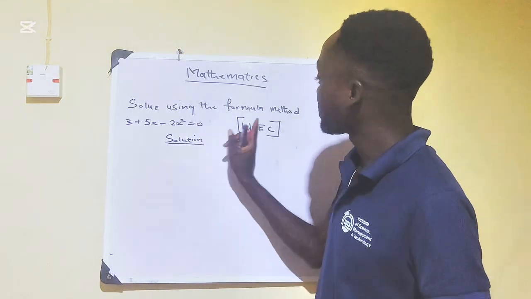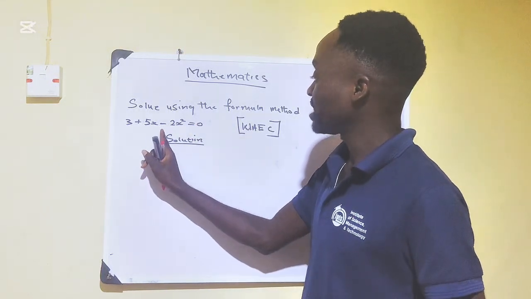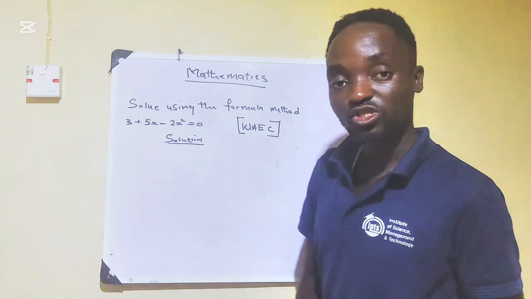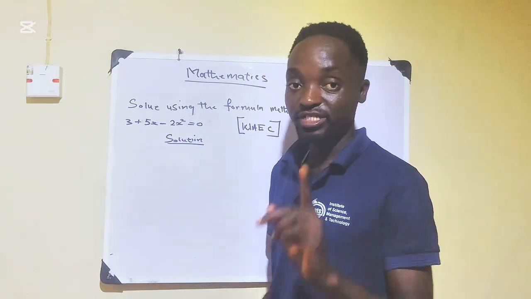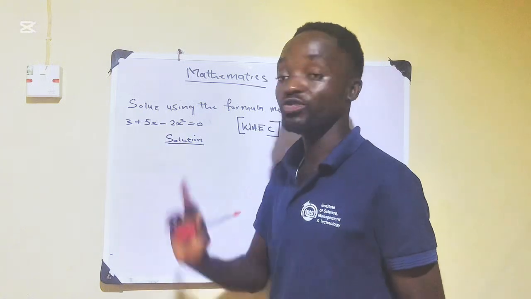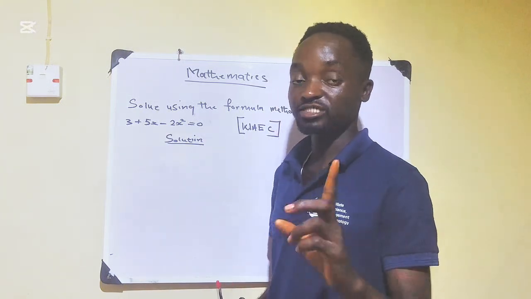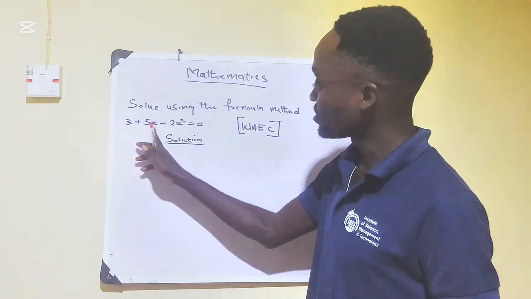They say solve using the formula method: 3x plus 5x minus 2x squared is equal to 0. Some people just begin to assign values without arranging. This question is not properly arranged. So the first thing you need to do is arrange the equation the way it's supposed to be before you even start your substitution. You can see that this equation is not arranged well.